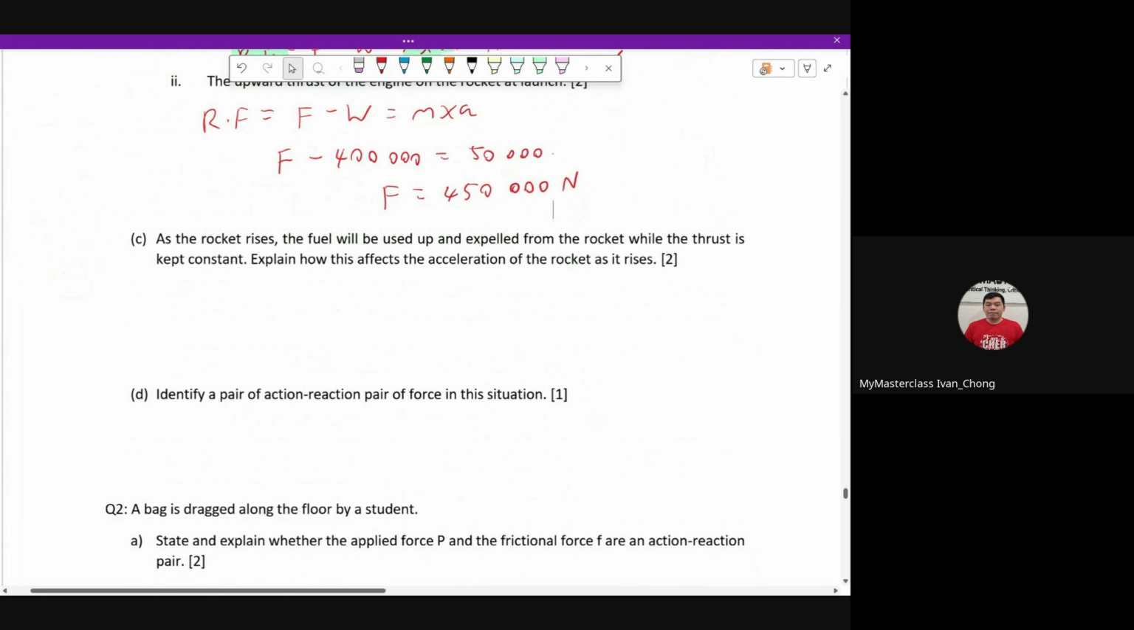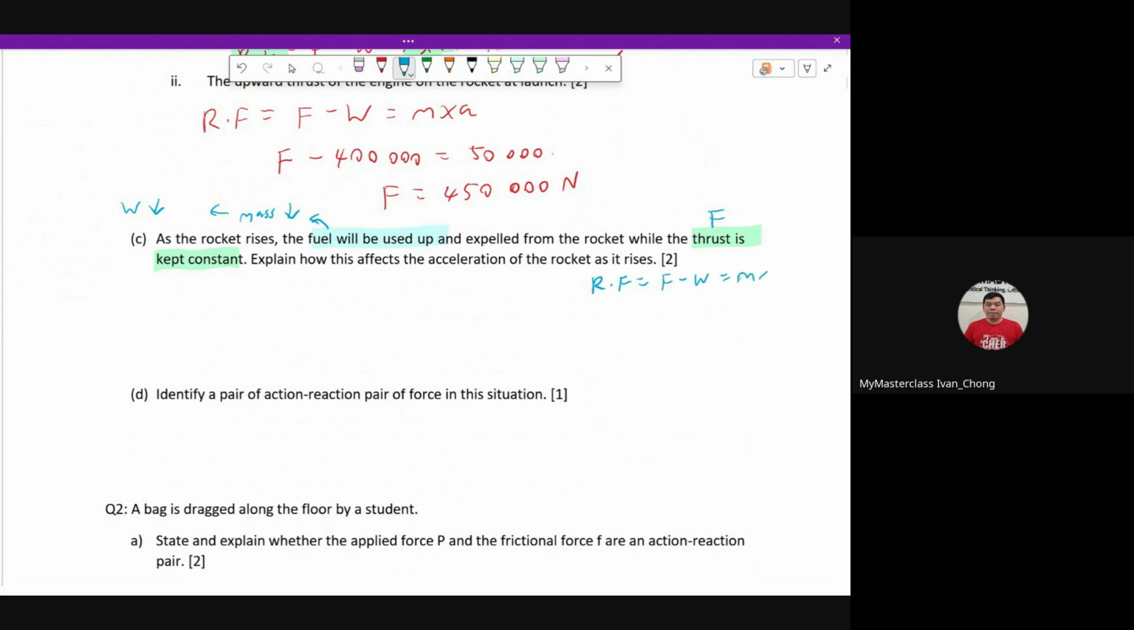Next, they tell you that as the rocket rises, your fuel is used up. Your fuel is used up, what happens? This means that mass decreases. If mass decreases, weight also decreases. Explain how this will affect the acceleration while thrust is constant. And what is thrust? Thrust is your F. F is constant. So if you take a look, we do have our formula here, the one that we've been using, right?